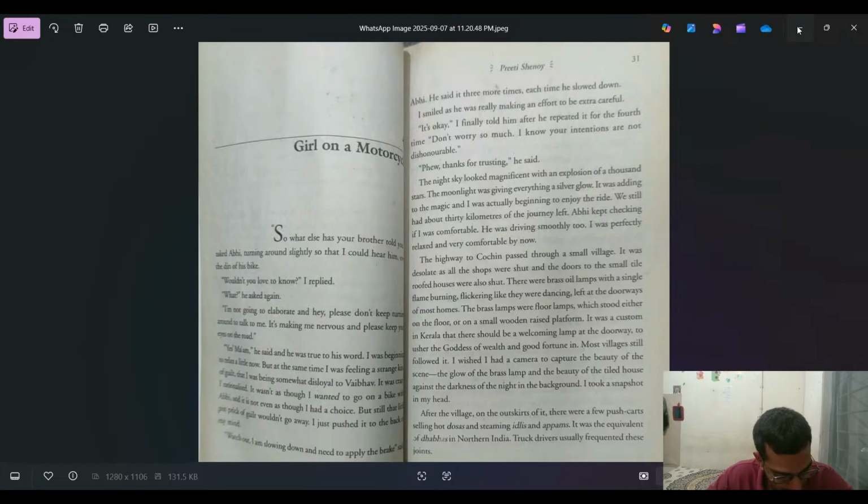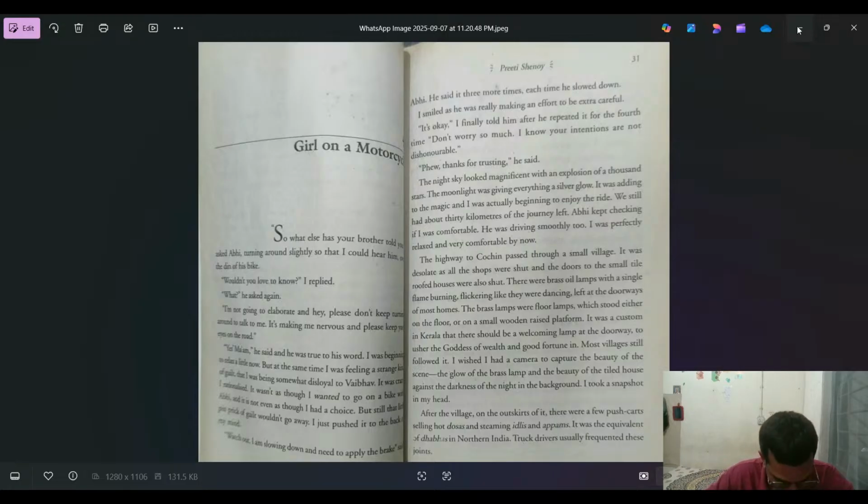I was beginning to relax a little now, but at the same time, I was feeling a strange kind of guilt that I was being somewhat disloyal to my vow. It was crazy, I rationalized. It was not as though I wanted to go on a bike with a boy, and it was not even as though I had a choice. But still, that little pinprick of guilt would not go away. I just pushed it to the back of my mind.